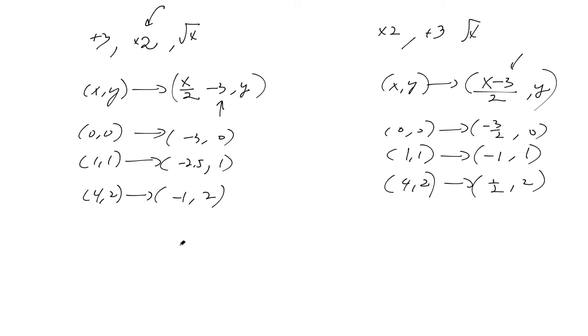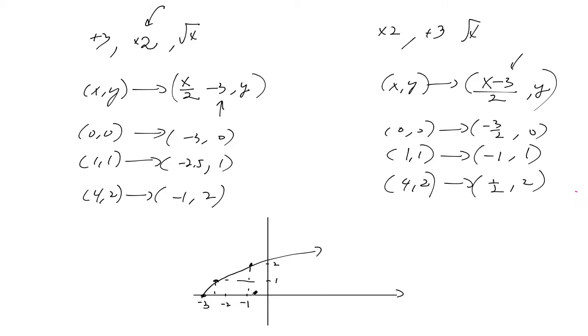Okay, so let's plot this. Negative 3, 0, and then negative 2.5 and 1, and negative 1 and 2. Okay, so you get that. It's clearly shifted 3 units to the left. But this one here, we're at negative 1.5 and 0, and negative 1 and 1, and half and 2. Clearly, it has not been shifted.